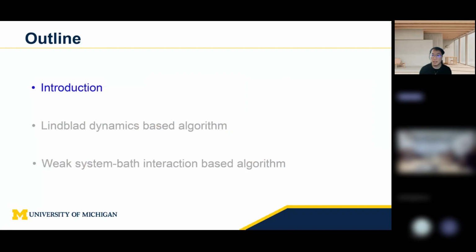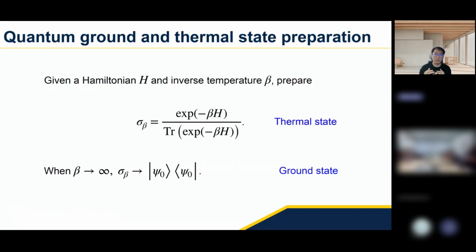In the first part of this talk, I will give a quick introduction about this problem and the previous algorithms for solving it. In fact, the problem statement is very simple. Here, we assume that we have a Hamiltonian capital H and the inverse temperature beta. Our goal is to prepare the thermal state of this Hamiltonian H, which takes the form exponential minus beta H over its trace. This is called the thermal state.